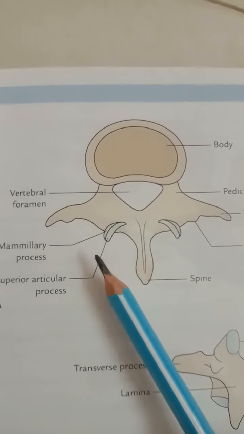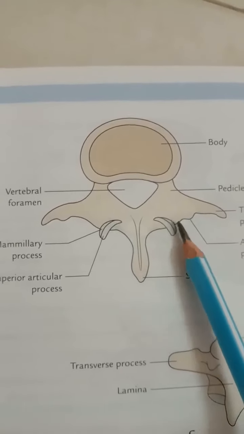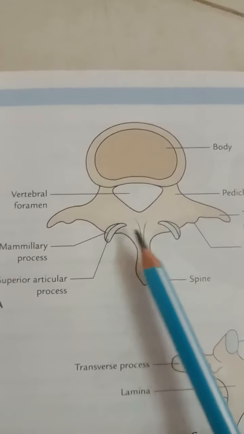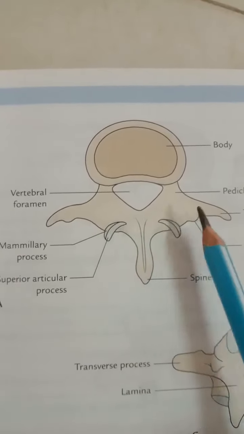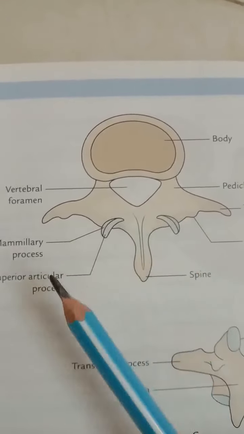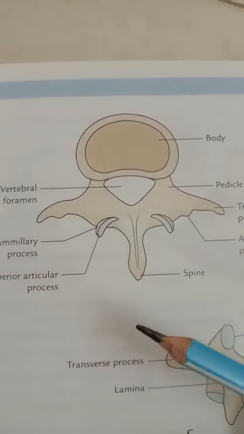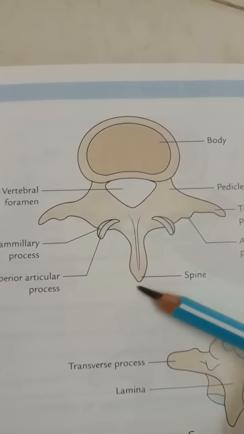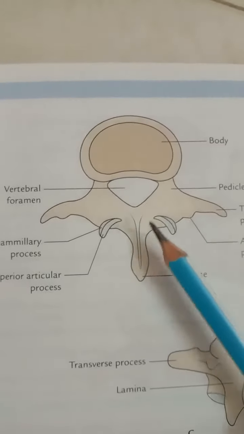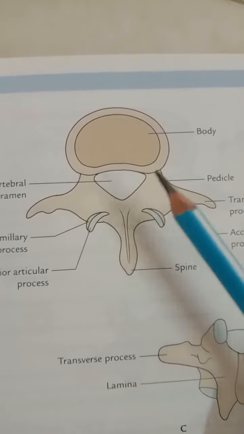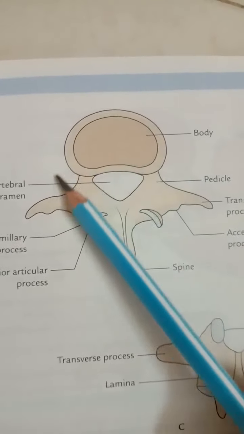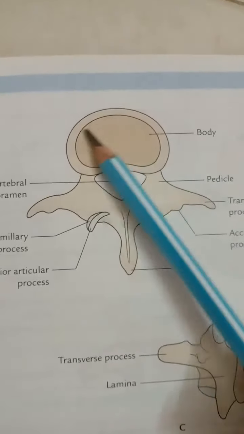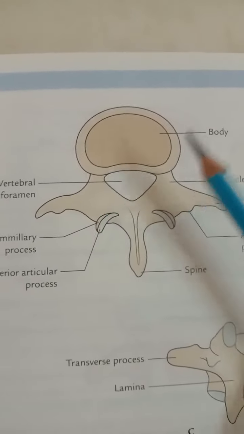You know the mammillary processes are present at the lateral side of the superior articular facet. So that is 2 for the mammillary process and 1 for the center for the tip of the spine. So these are the 7 secondary centers which form the total ossification of the lumbar vertebra.